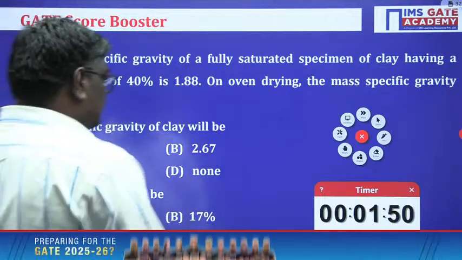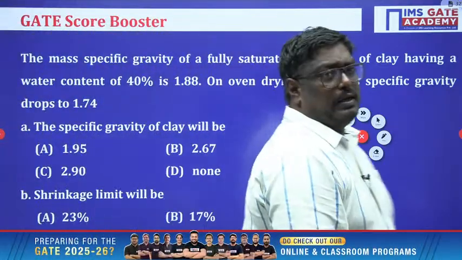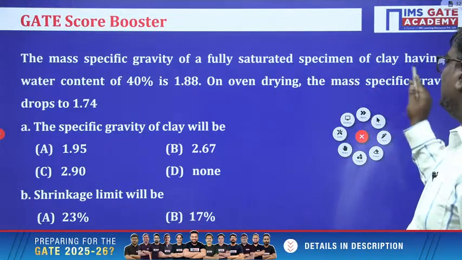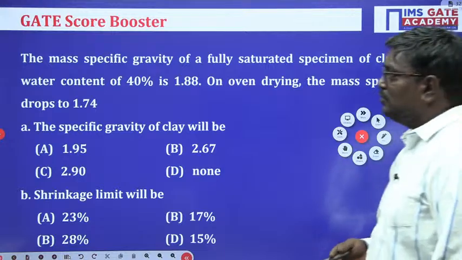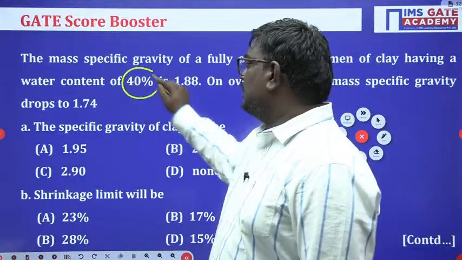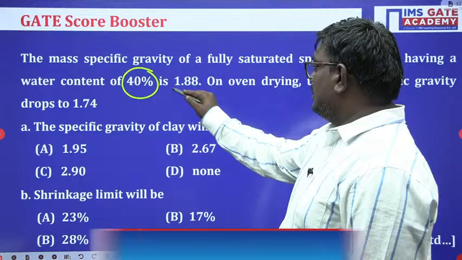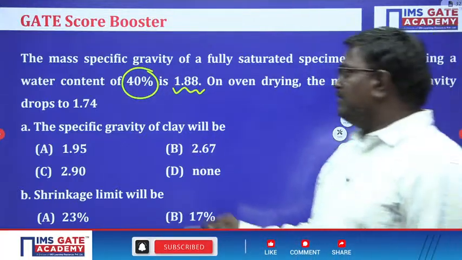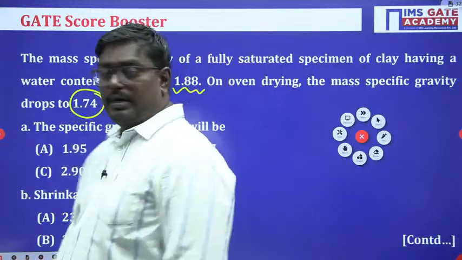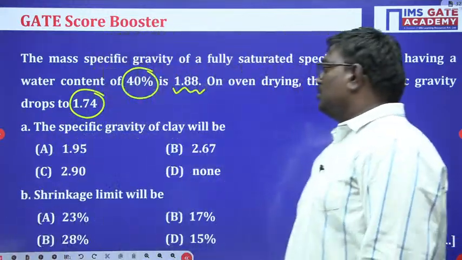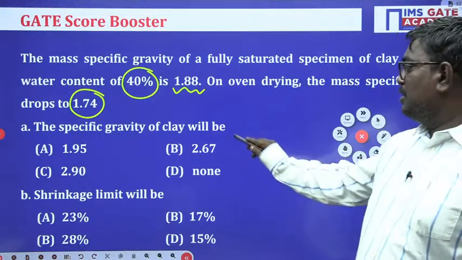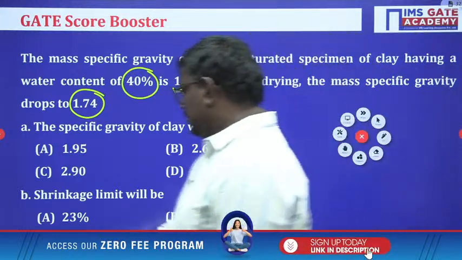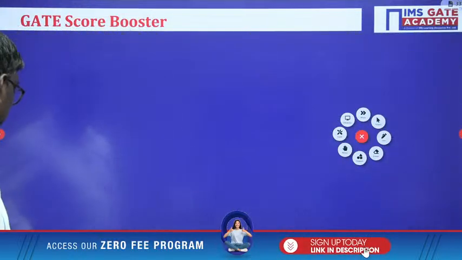Okay, my dear students, I have given you enough time here. What is the question you have to read? The mass specific gravity of a fully saturated specimen with a water content of 40 percent is 1.88. On oven drying, the mass specific gravity drops to 1.74. They are asking for the specific gravity of the clay and the shrinkage limit.